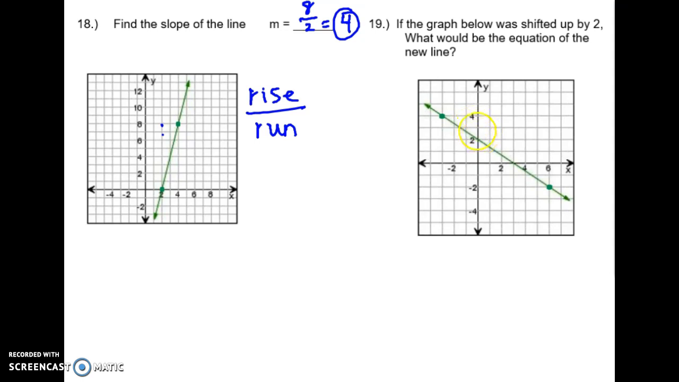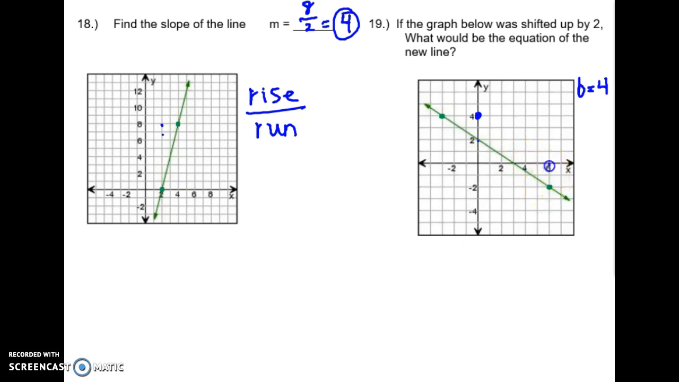Okay, now this one says that the graph below was shifted up by 2. Meaning if we shifted this whole thing up by 2, so instead of a y-intercept of 2, we would now have a y-intercept of 4. So let's write that. B is equal to 4. That's our y-intercept. If we shifted it up, it's still going to have the same slope, so let's figure out what the slope is.